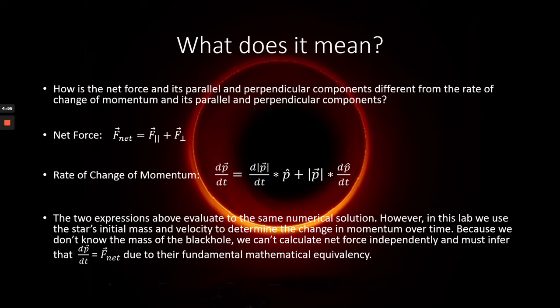So how is the net force different from the rate of change of momentum? Well, numerically they are the exact same. However, in this lab we are unable to calculate the net force independently because the mass of the black hole is unknown. Therefore, the star's initial mass and velocity must be used to determine the change in momentum over time, and the mathematical equivalency between dp over dt and F net must be assumed.